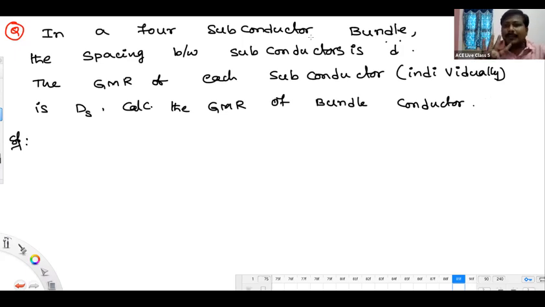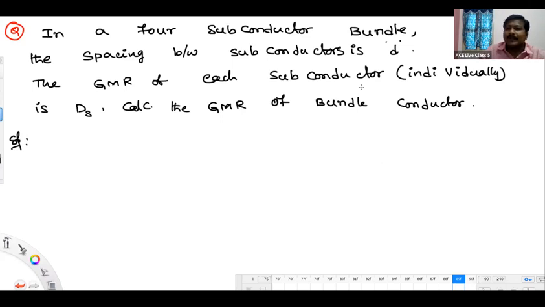See, we have a 4 subconductor bundle. Spacing between subconductors is small d. GMR of each subconductor individually is ds. What is the ds? Anybody please tell me. In our notation, what is the ds we should consider? That is r dash, right? R dash, 0.7788 times small r. Okay, good.